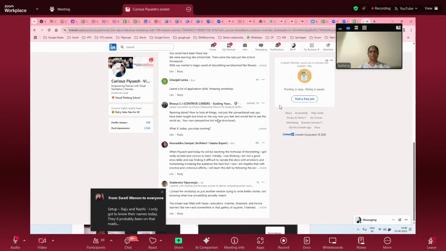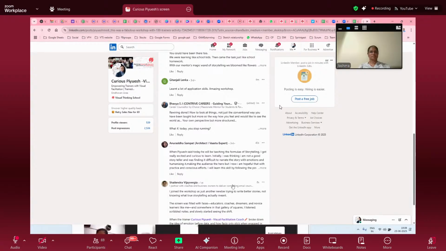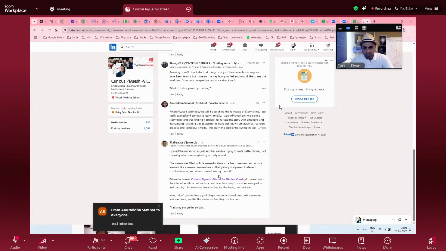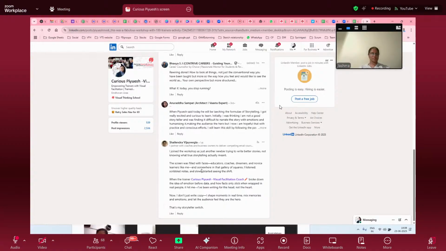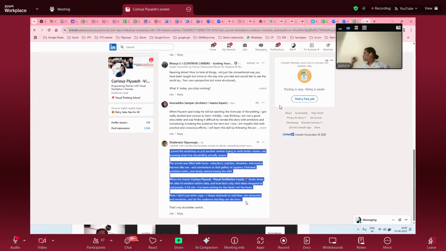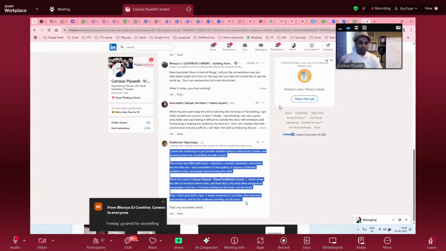Checking. Shailendra is writing: I joined the workshop as just another newbie trying to write some better stories, not knowing what true storytelling actually means. The screen was filled with faces, educators, coaches, dreamers, and learners like me. And somewhere in the gallery of squares, I listened, scribbled notes, and slowly started seeing the shift. When the trainer broke down the idea of emotions behind it, how facts only stick where... Look at that challenge. I think bang on. You already have a very good grip on your language, Shailendra, I see.